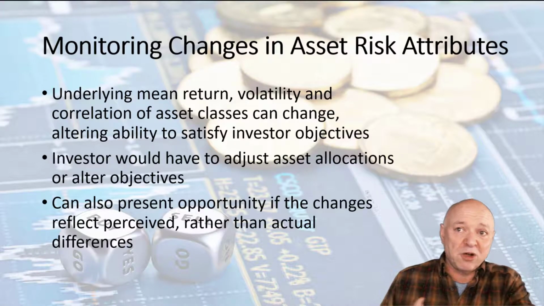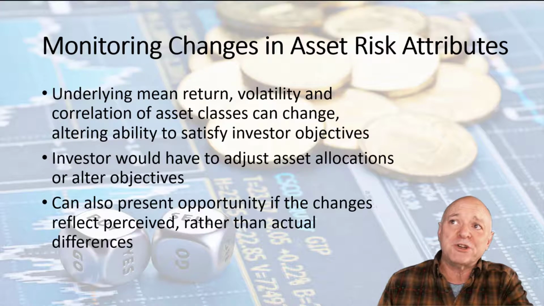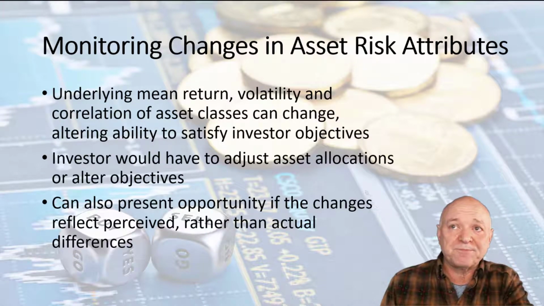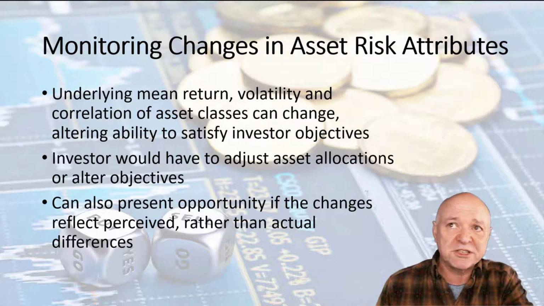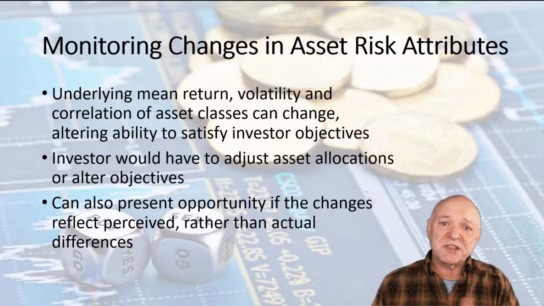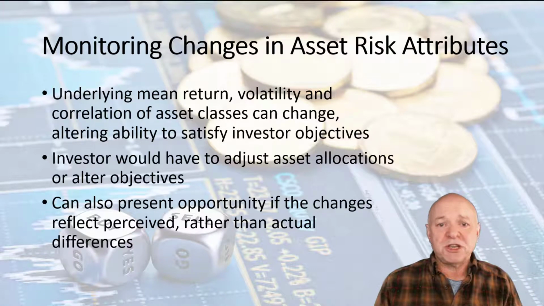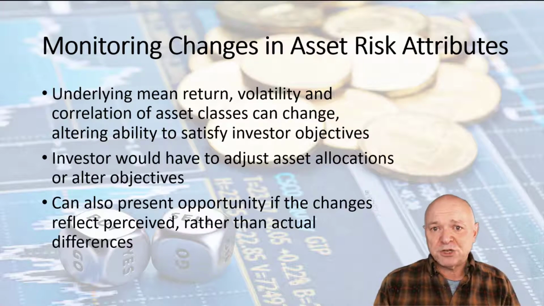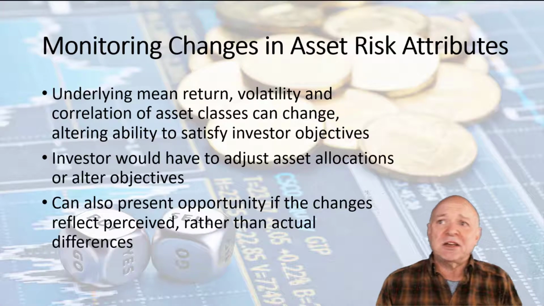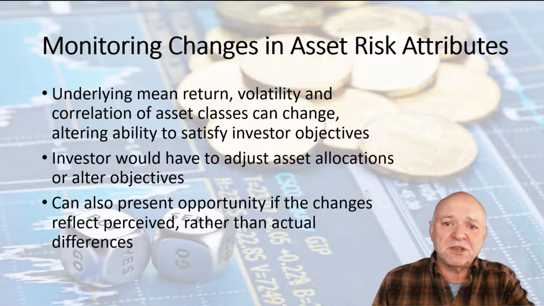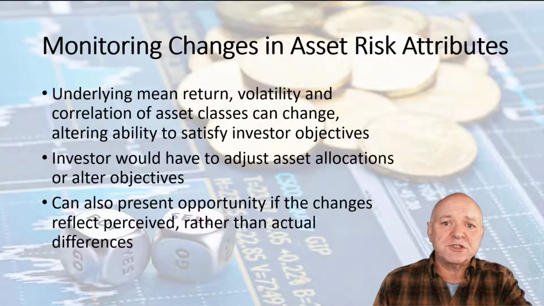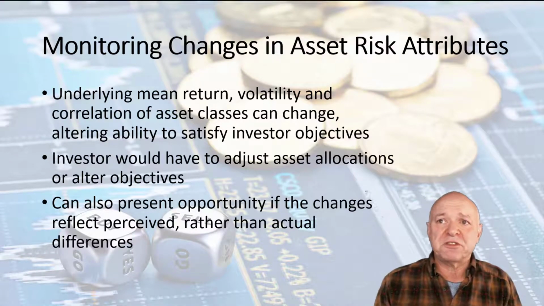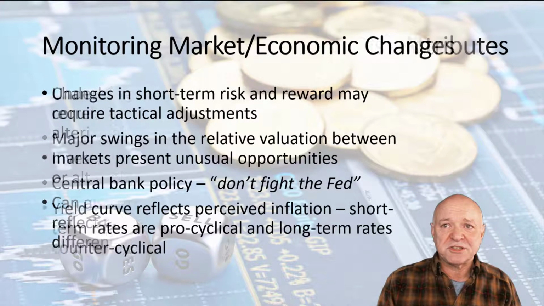We also, for all of these situations, need to be able to monitor changes to risk attributes. Things like the return average, volatility, correlation between asset classes. All of these things change over time as the economy changes and perhaps the nature of those investments changes. And so that might prompt a reallocation of assets from one class of assets to another. And that can also present an opportunity if the changes are going to be transitory, if they reflect perceived rather than the actual or real underlying differences.